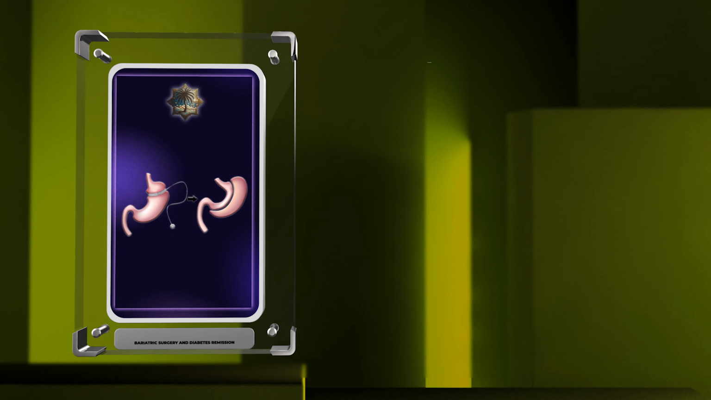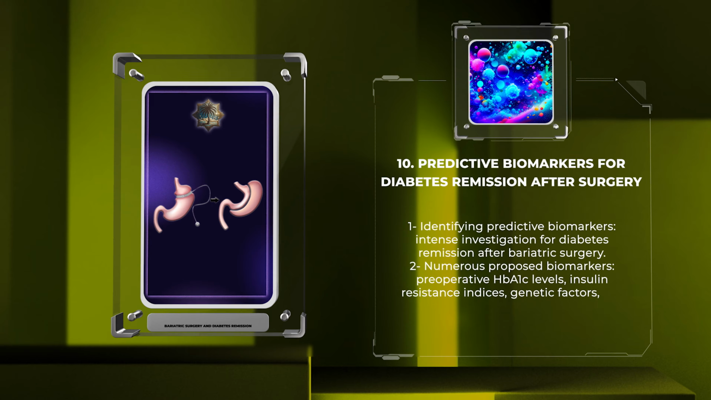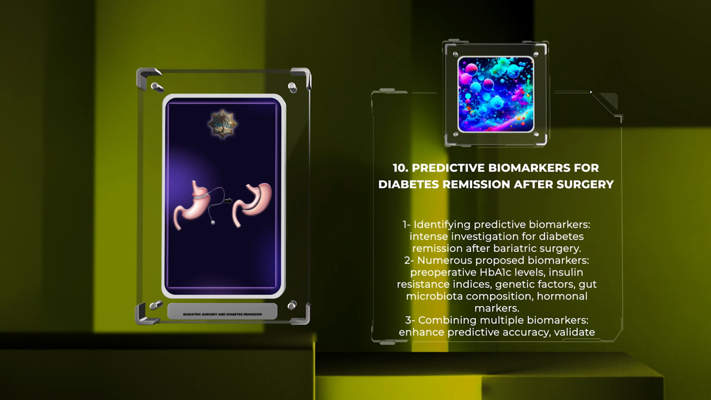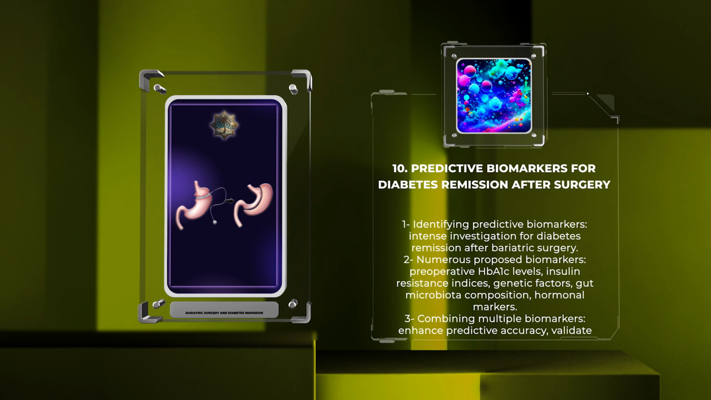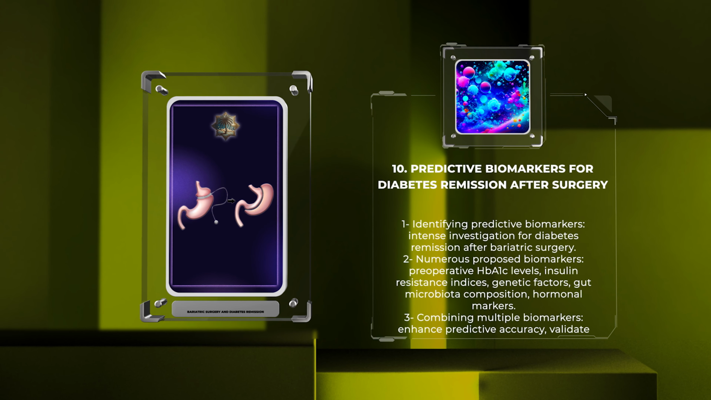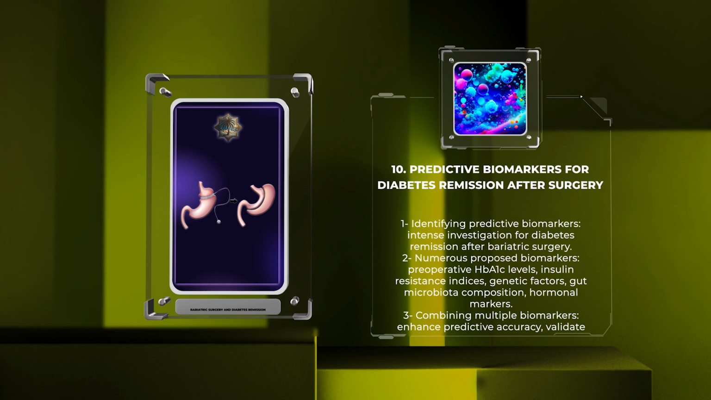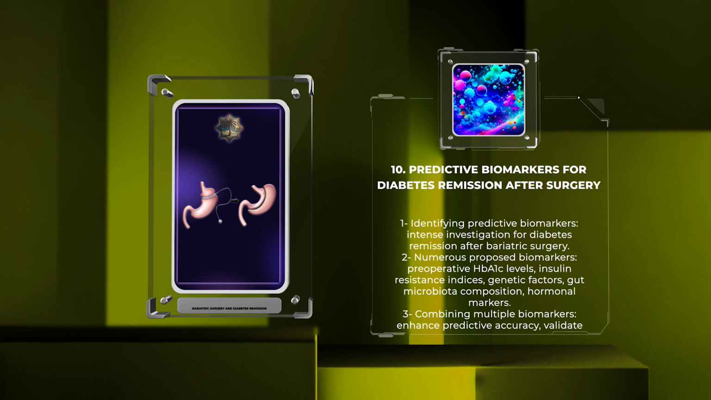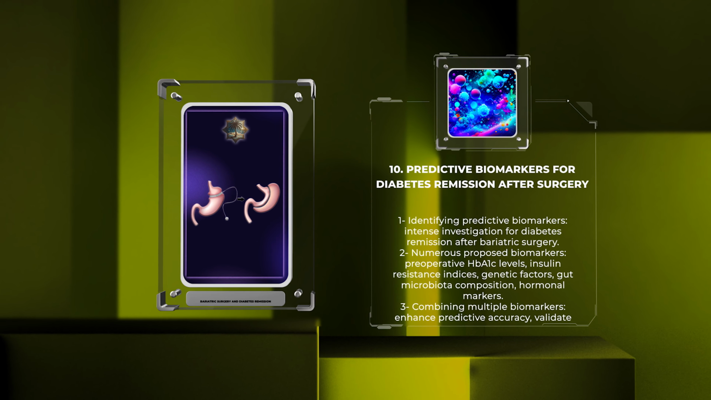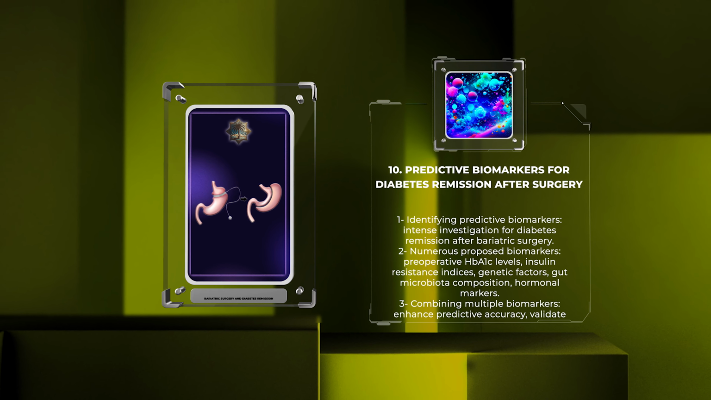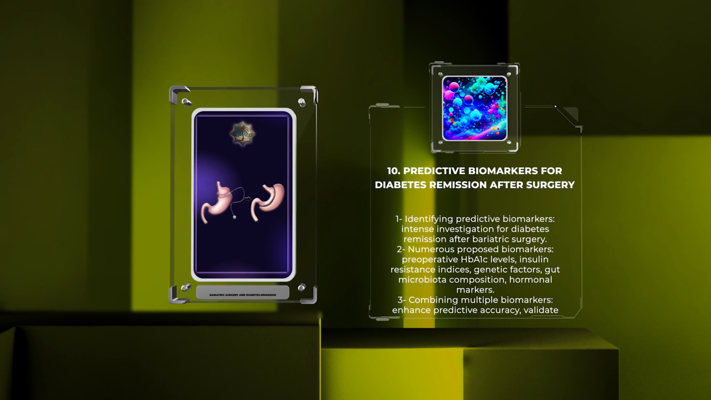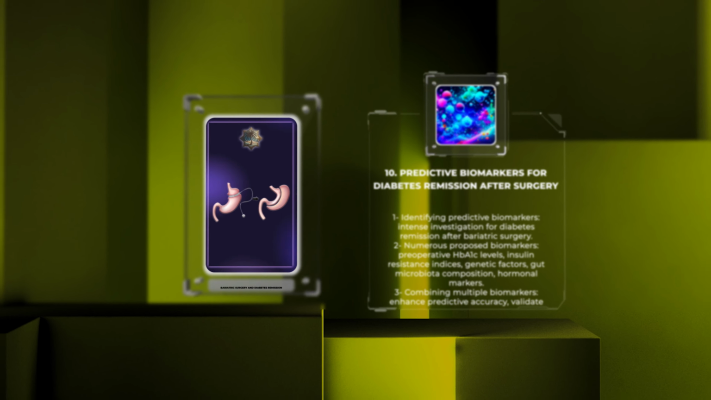Identifying predictive biomarkers for diabetes remission after bariatric surgery remains an area of intense investigation. The ability to accurately predict patient responses to surgical interventions would allow for personalized treatment strategies and better patient outcomes. Numerous biomarkers have been proposed to predict diabetes remission, including preoperative HbA1c levels, duration of diabetes, insulin resistance indices, genetic factors, gut microbiota composition, and hormonal markers. Combining multiple biomarkers may enhance predictive accuracy, but further research is necessary to validate their efficacy and establish their clinical utility in a larger patient population.